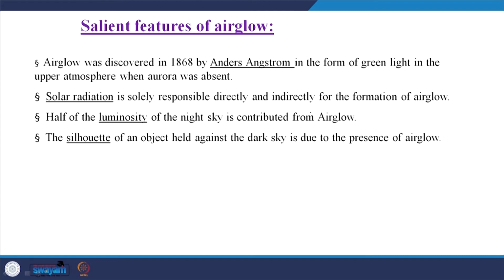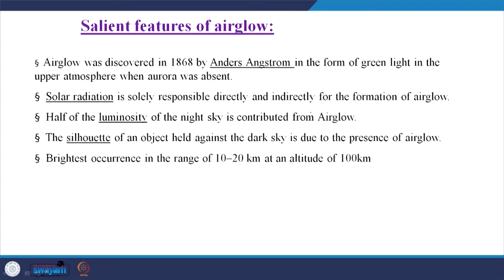The boundary of the object that you see when you keep something against the sky is basically due to the presence of airglow. And the brightest occurrence of airglow is in a strip of 10 to 20 kilometers at an altitude of nearly 100 kilometers. So, at an altitude of 100 kilometers, within a strip of, let us say, 10 to 20 kilometers, you will find the brightest occurrence of airglow.